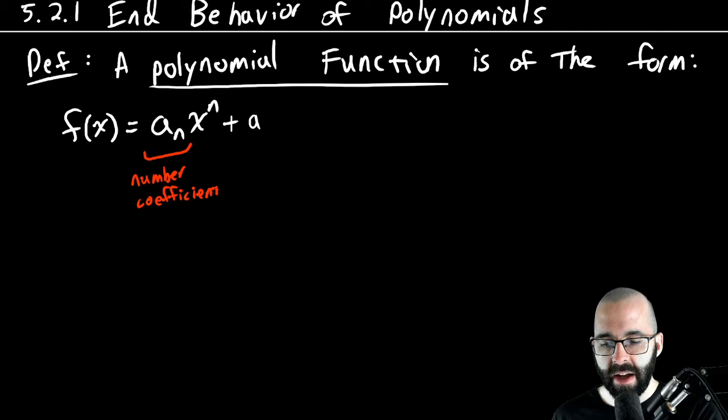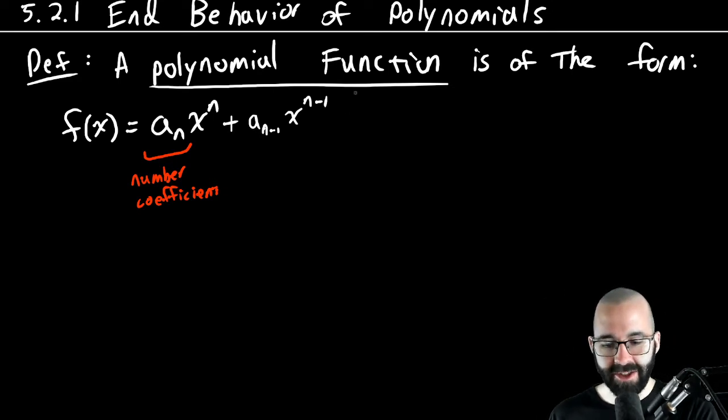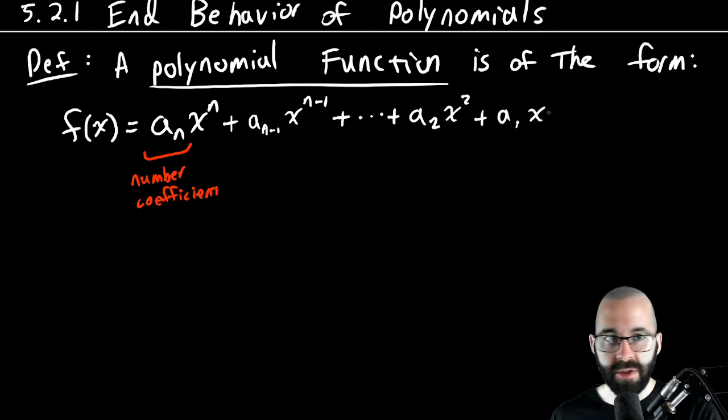A sub n minus 1, times x to the n minus 1, and keep on going for a long, potentially, time, depending on how long we go. Plus, dot, dot, dot, maybe a sub 2, x squared, plus a sub 1, x to the first power. We don't have to write that first power, right? This is the same thing as that. These are identical.